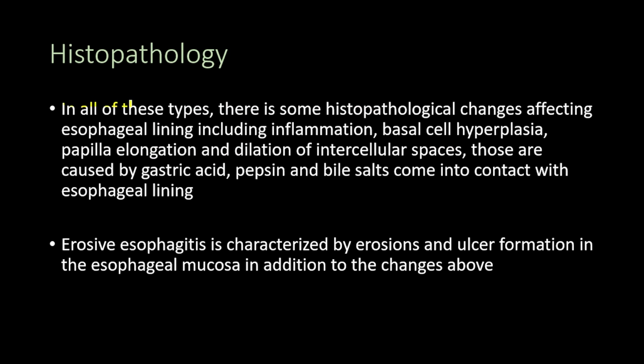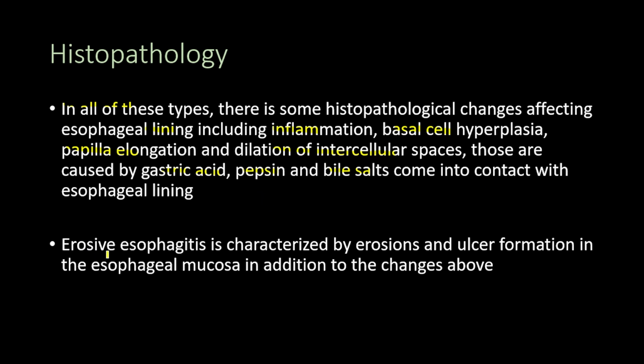So in all of these types, there are some histopathological changes affecting the esophageal lining, including inflammation, basal cell hyperplasia, papilla elongation, and dilation of intercellular spaces. And those changes are caused by the gastric acid, the pepsin, and the bile salts that come into contact with the esophageal lining from the regurgitation from the stomach.